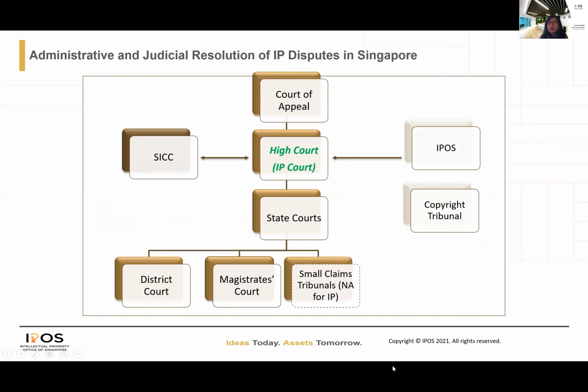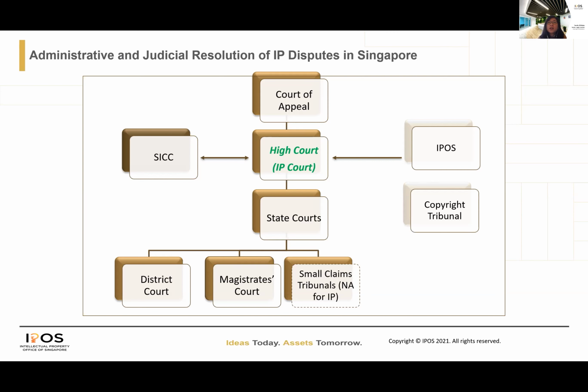Now, I just want to give everyone a snapshot of the administrative and judicial resolution system in Singapore. Administrative because there's IPOS. We are a tribunal. We are not part of the judiciary. So we administratively resolve IP disputes in Singapore.